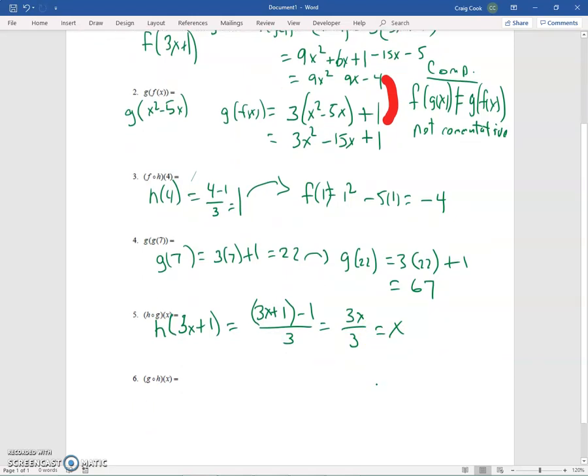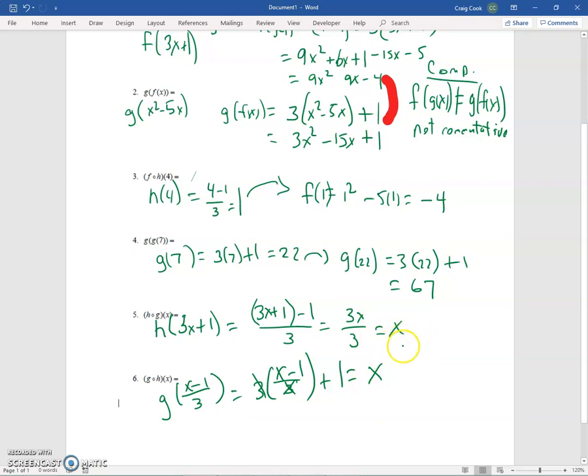Well, let's look at it the other way. G of h of x, which is g of x minus 1 over 3, which is 3 times x minus 1 over 3 plus 1. Well, our 3's cancel, so this is x minus 1 plus 1, which is just x.